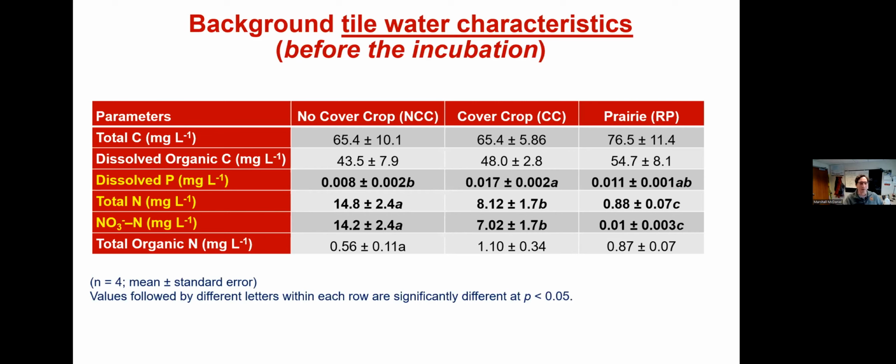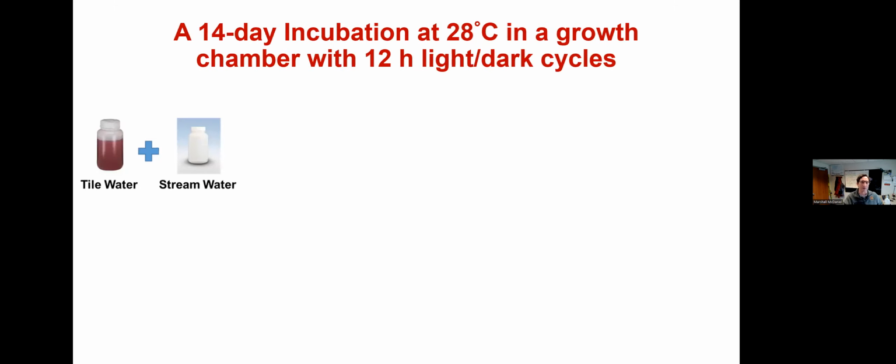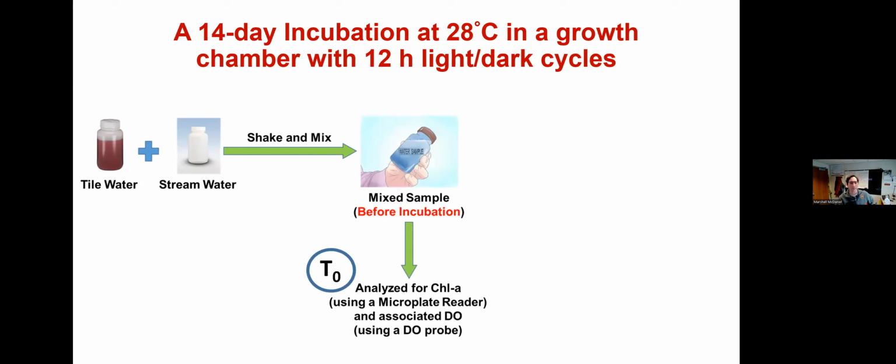We know that the streams differ in their historical nutrient values, but also in the time we collected them. So what we did is we mixed the tile water and the stream water together. We incubated at 28 degrees Celsius in a growth chamber with 12-hour light dark cycles. We gently shook and mixed. And before the incubation, we analyzed for chlorophyll A and dissolved oxygen using a DO probe.